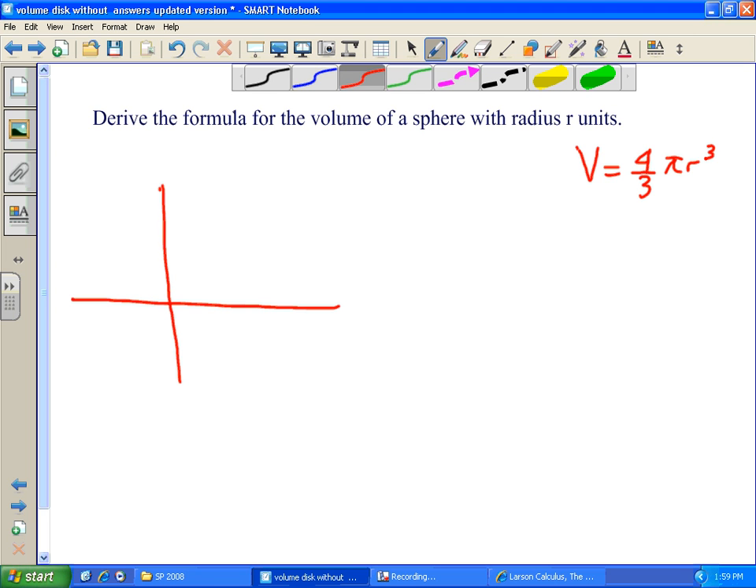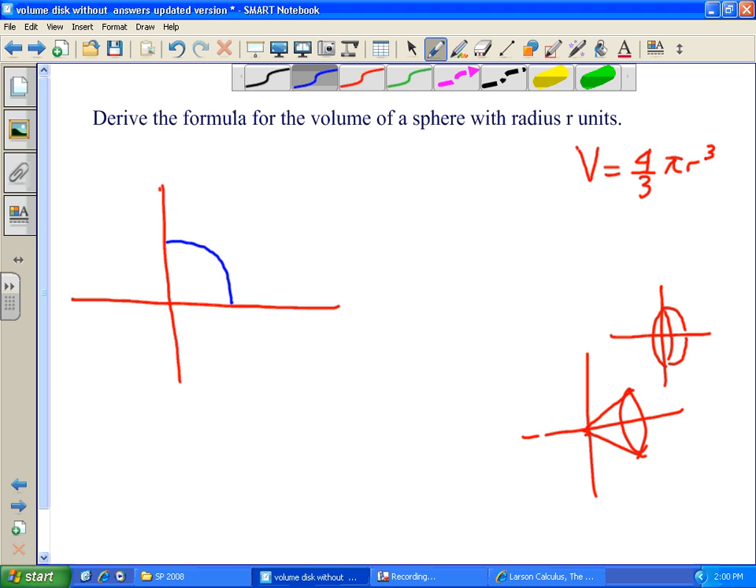A circle, right? Because if you have a line and you rotate a line, this is your group activity problem, you end up with a cone. If you have a circle, say a quarter of a circle even, you rotate it around the x-axis, then you can end up with a hemisphere, which you can then multiply by 2. So let's begin with a quarter of a circle with radius r, and we're going to rotate this around the x-axis.